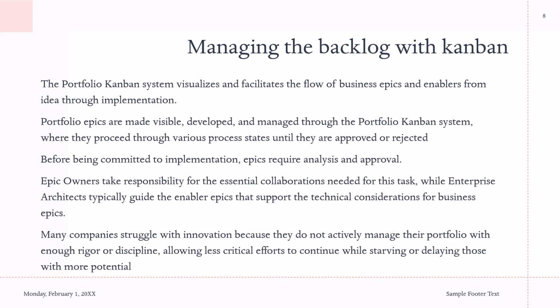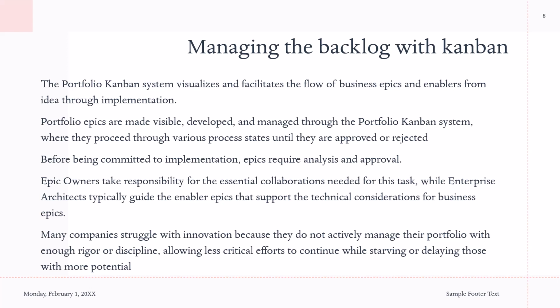So we look into managing the backlog with Kanban. The portfolio Kanban system visualizes and facilitates the flow of business epics and enabler epics. Portfolio epics are made visible, developed, and managed through the portfolio Kanban system, as we will see in the next slide. Before committing to implementation, epics require analysis and approval. So those epics have to go through a level of discussion between different stakeholders, and they have to be analyzed and also approved.